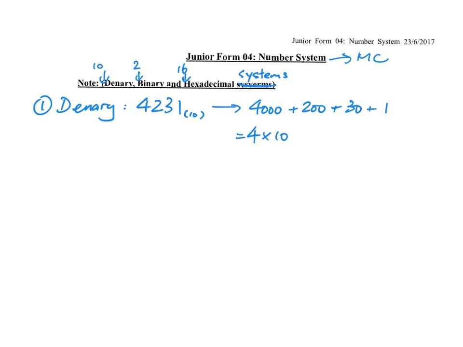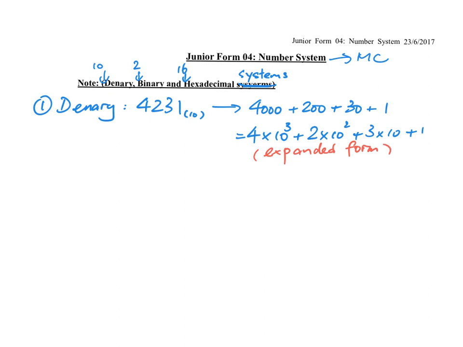And if we use index to represent it, that means there are 4 of 10 cubed. We have 200, that means 2 of 10 squared. We have 30, that means 3 of 10, and at last is called 1. And for this expansion, we have a special term, called expanded form, which helps us to understand the idea of binary and hexadecimal later.